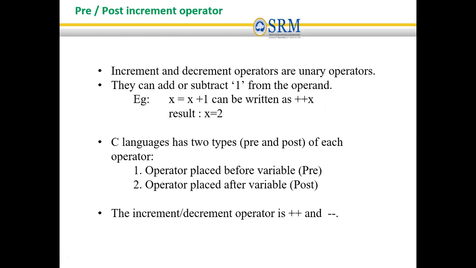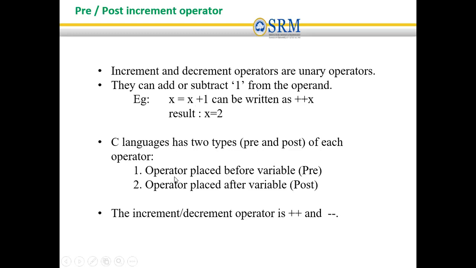That is an expression, the value of x will be incremented by 1. It can also be written as plus plus x with the help of the increment operator. The final result of x will be x is equal to 2 when x is assigned with 1. In C language, we have two types of each operator, pre and post.